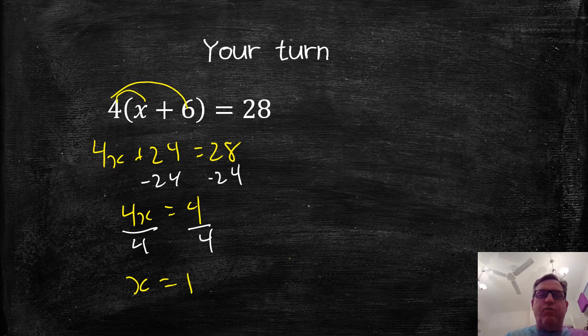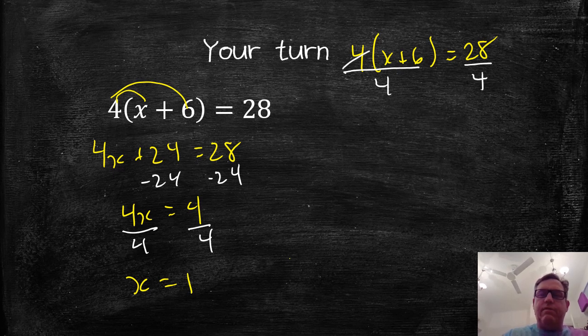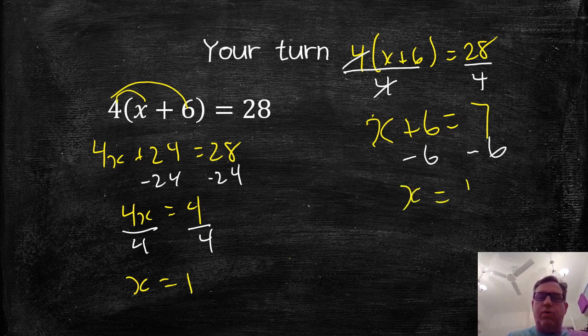Can I divide by 4 first? Sure, I can. If I have 4 times x plus 6 equals 28, I can divide both sides by 4. 4 divided by 4 is 1. So on the left, I just have x plus 6. 28 divided by 4 is 7. And then if I subtract 6, x equals 1, I get the same answer. Either way, it works out the same.